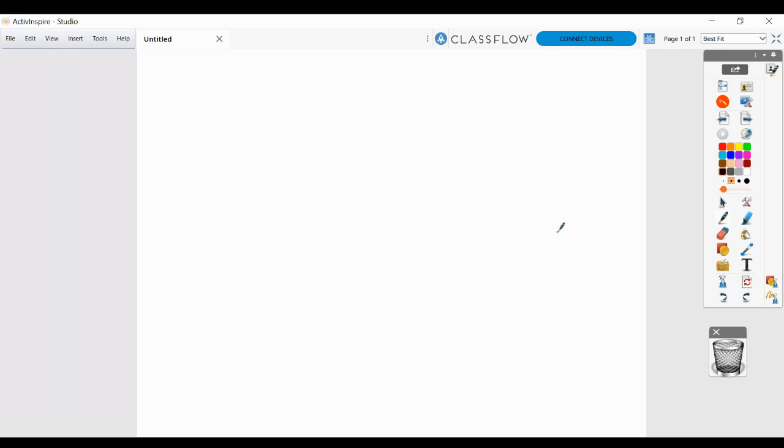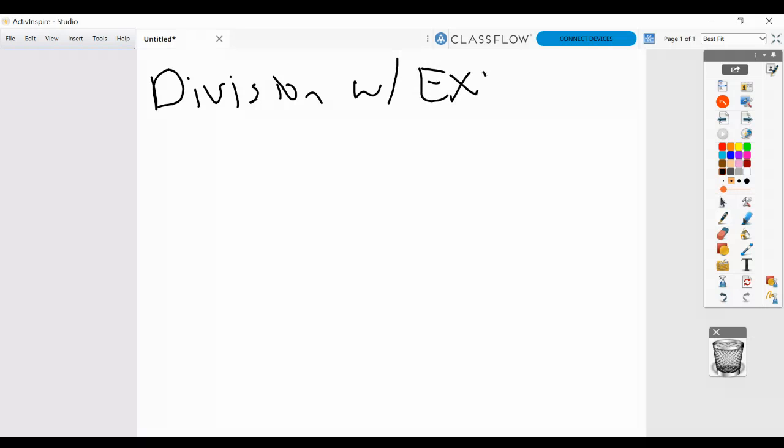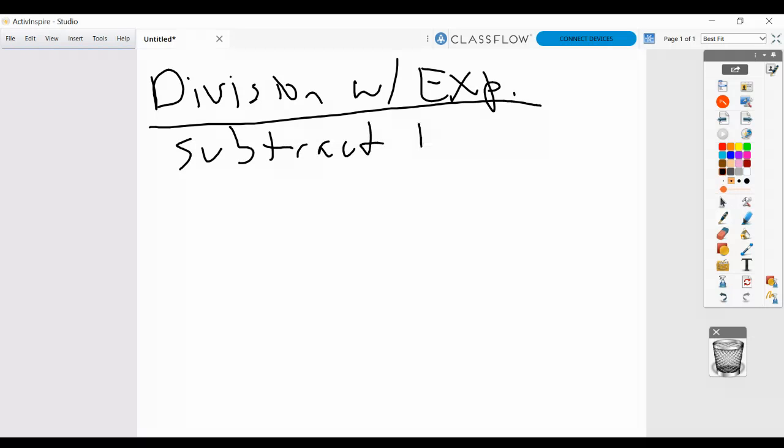So you just watched the video on negative exponents, and now we're gonna move on to division with powers. And the rule here is when dividing exponents with the same base, you subtract the exponents.